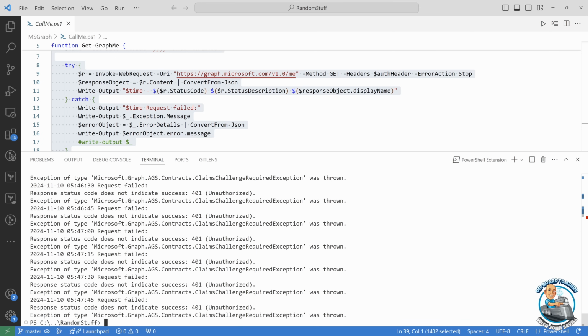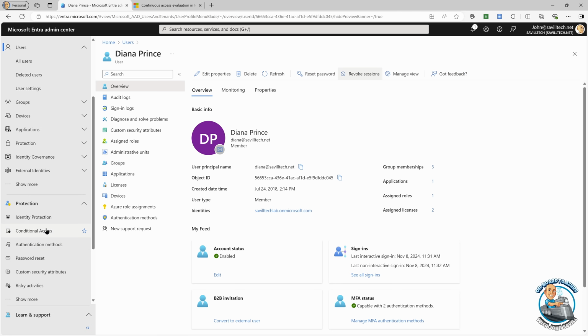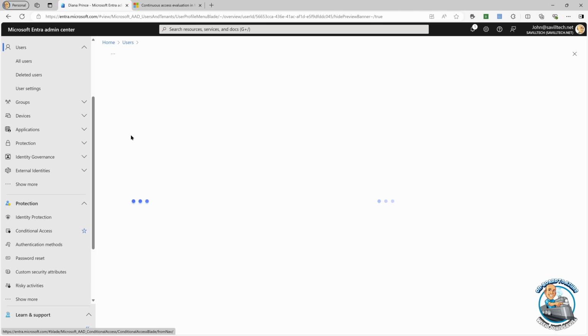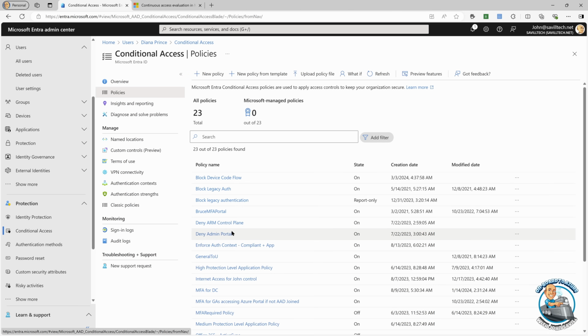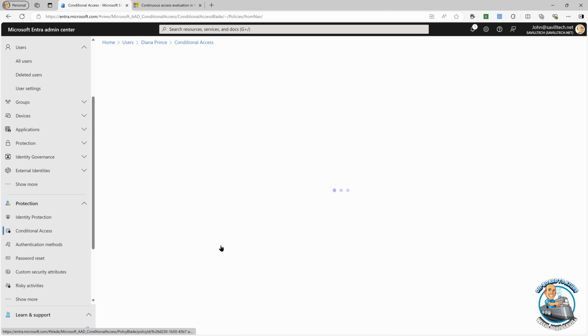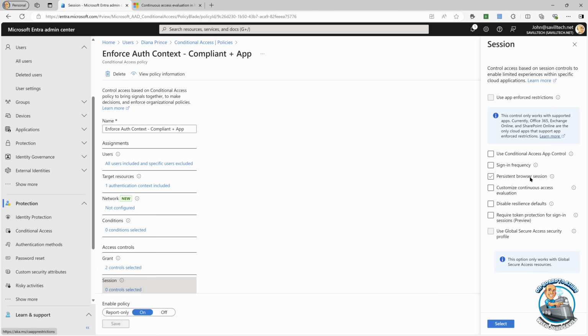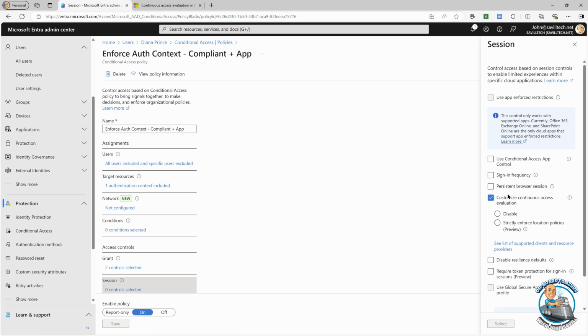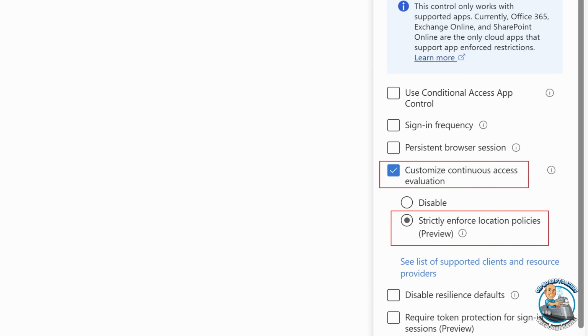So it's nice when a demo works. But what I wanted to show you was, hey, let's go and look at our conditional access policies for a second. And I'll just pick any policy. It doesn't really matter. I'll just pick, sure. One of the things we have, if I look at my session controls, is we have an option to customize continuous access evaluation. So this was in the session controls. And I can say strictly enforce location policies.